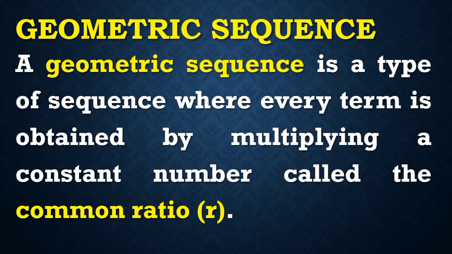So, i-refresh lang natin ulit ang ating mga sarili sa definition ng arithmetic sequence. So, sa arithmetic sequence, nag-a-add tayo every term ng constant number. Dito sa geometric sequence, nagmumultiply tayo ng constant number. So, kung doon sa arithmetic sequence ang tawag doon sa ina-add natin for every term ay common difference, sa geometric sequence, ang tawag doon ay common ratio, na dinedenote natin using the variable r.